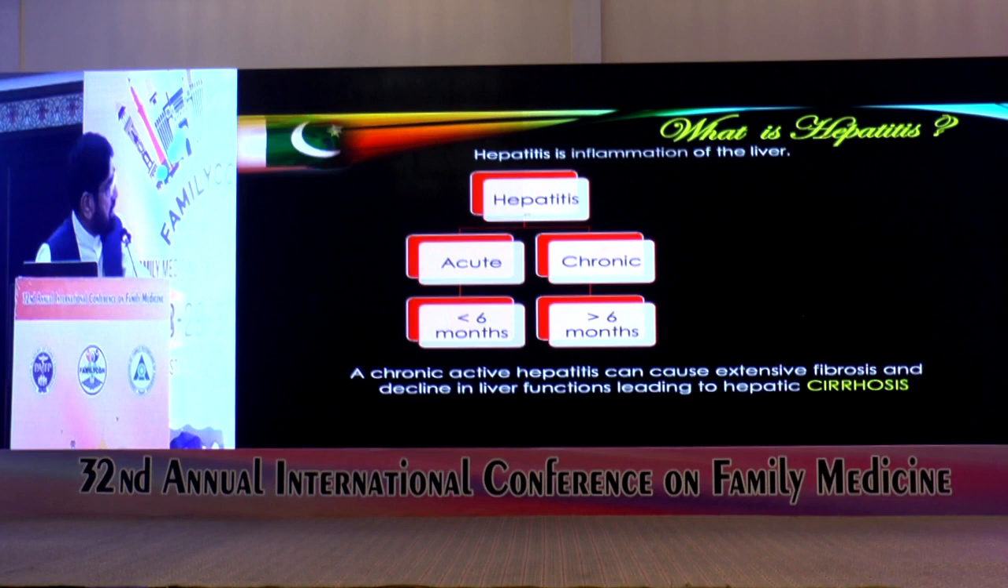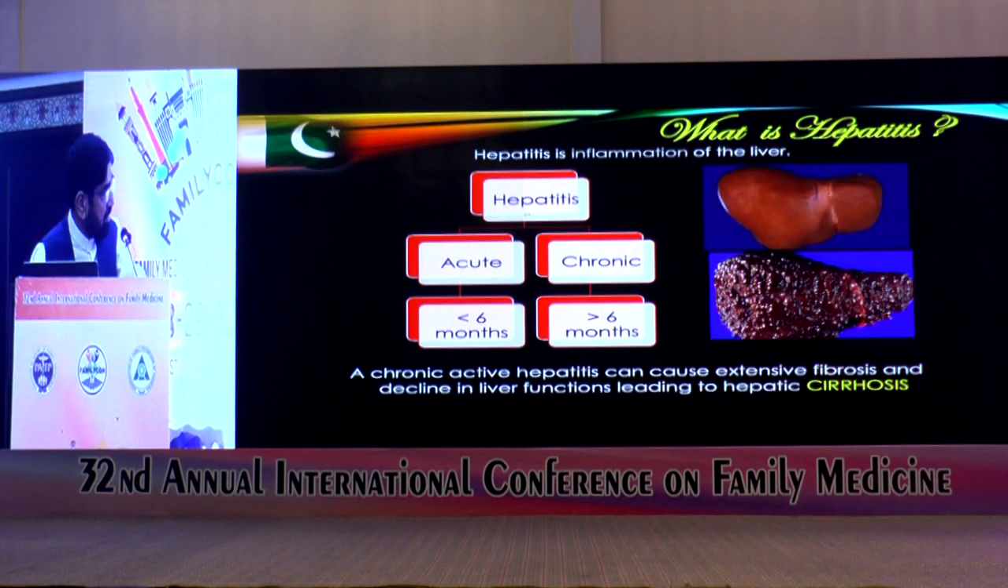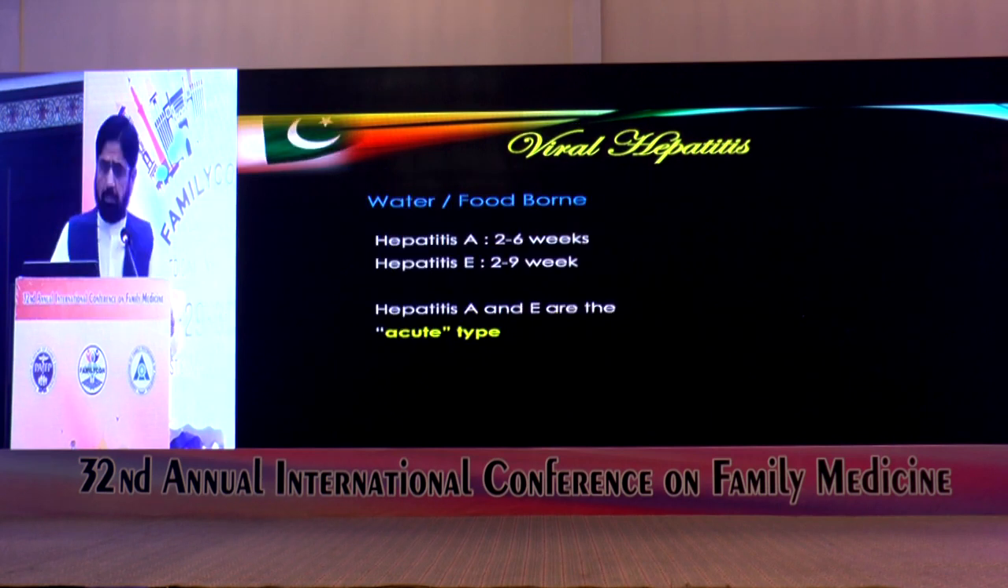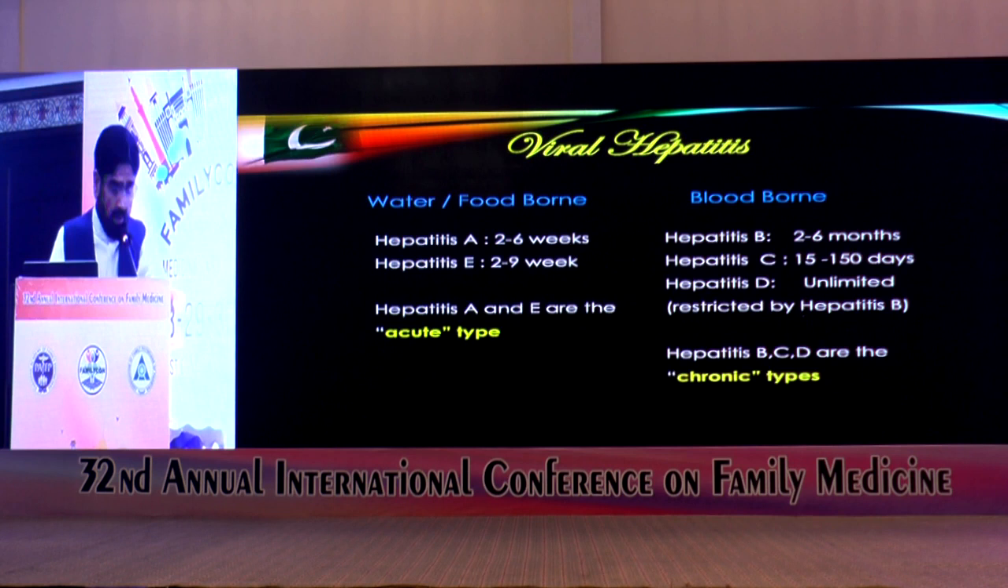You well know that acute hepatitis is less than 6 months and chronic is more than 6 months. And these are the presentations which change the liver into this ugly look. These 4 hepatitis viruses are very common, but less common are cytomegalovirus, Epstein-Barr, herpes simplex, and yellow fever. While talking of the acute type, generally A and E are very common, while in the chronic type, hepatitis B, C, and D are very common.